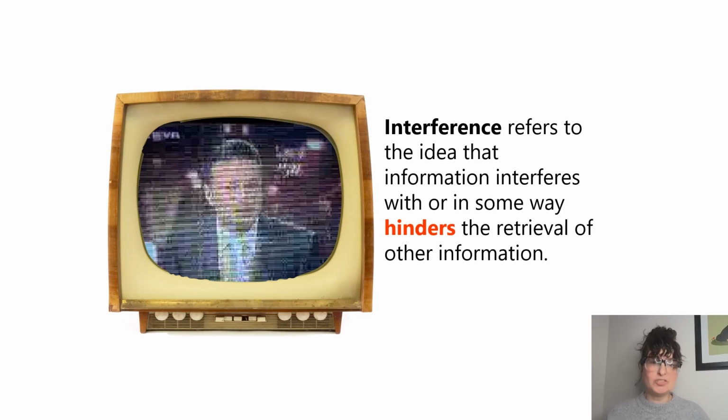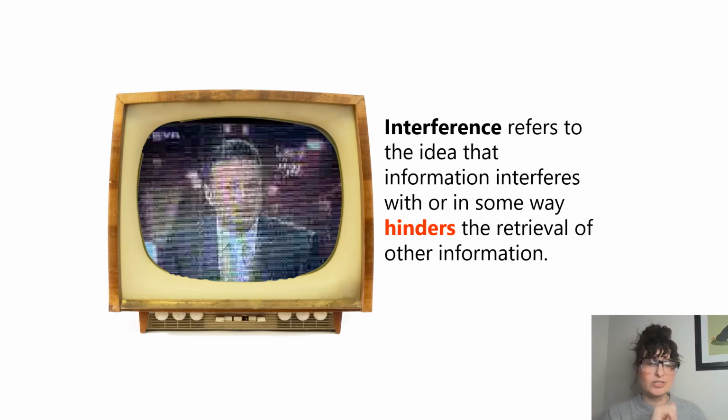So short-term memory lasts between 20 and 30 seconds, but Brown and Peterson thought it was due to decay. However, decay is a passive loss of information just due to the passage of time, but some researchers proposed that it was actually due to interference. Interference refers to the idea that information interferes with or in some way hinders the retrieval of other information.